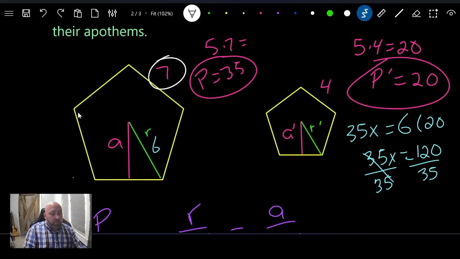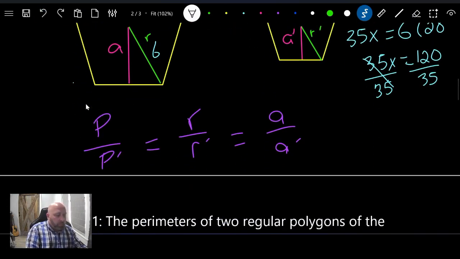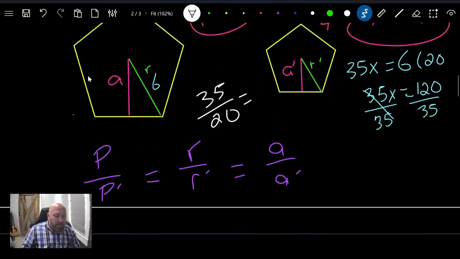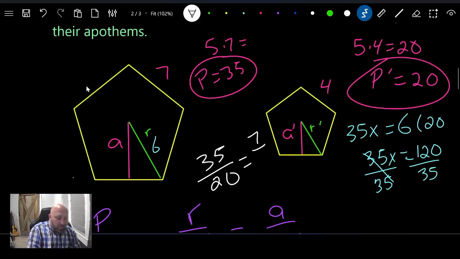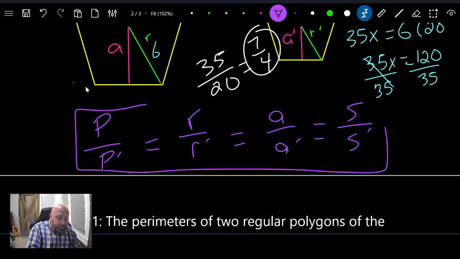We could have just used 7 and 4 as our ratio, because look, we just have to reduce this one, because this perimeter was 35 over 20. If we reduce that, it gives us our sides. What was our sides? 7 over 4. Okay, so we could also add to this one, let me add this over here, side over side prime. That's another one that works here.